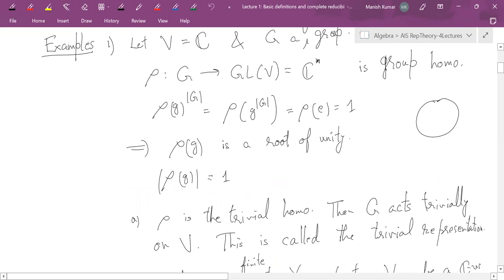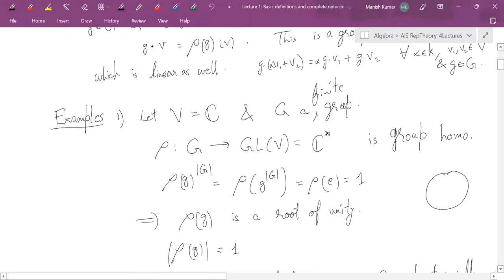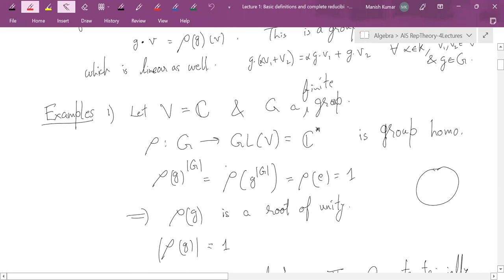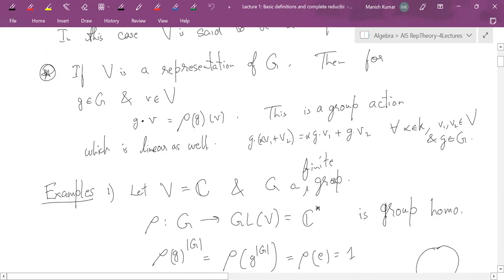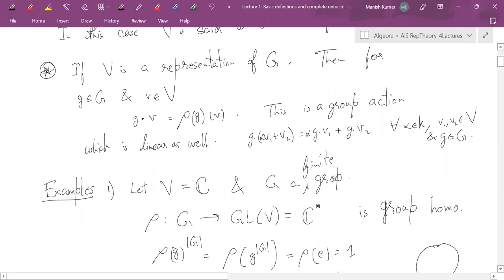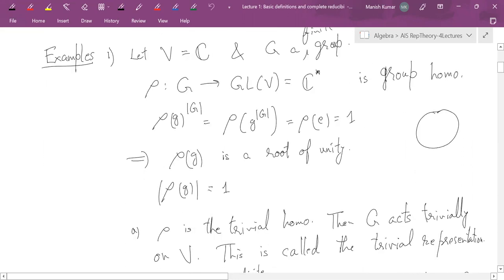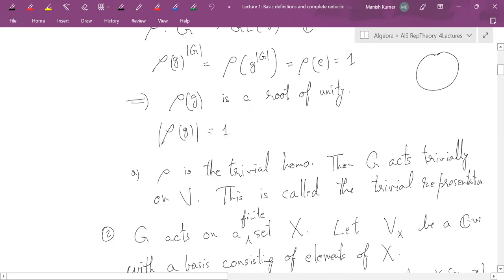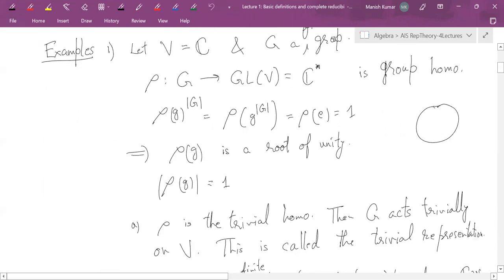Okay. And we say that rho is a trivial homomorphism if G acts trivially. So this action is trivial, or this group homomorphism is trivial. That means everything maps to one. So G dot V is equal to V for all V, and all G. Then you say that this is a trivial action. So that is a trivial representation. Okay, so that's the first example.